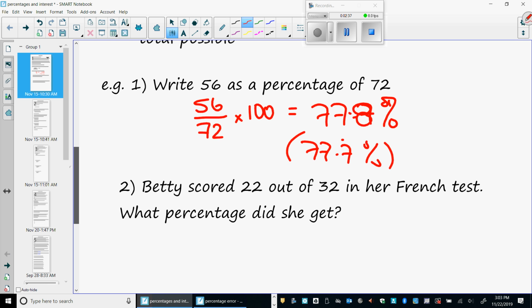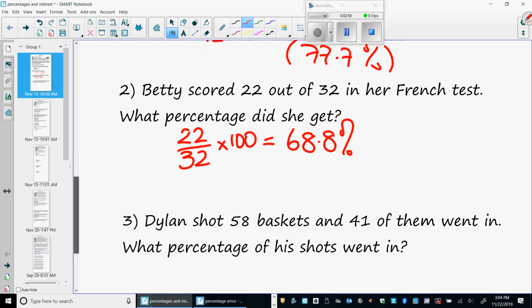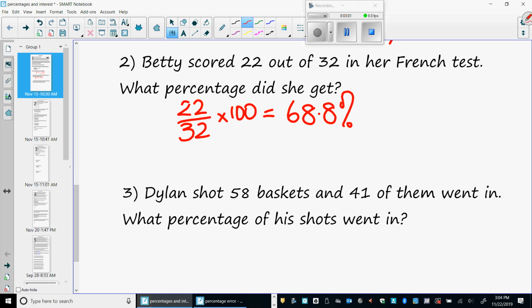Betty scored 22 out of 32 in her French test. What percentage did she get? So 22 out of 32 multiplied by 100. 68.7. Oh, mine, that's so 68.8. Why is that? No, the other one. Okay, so 68.8%.